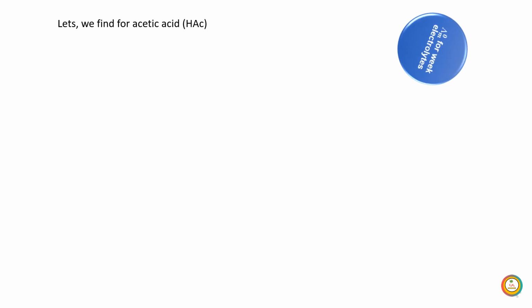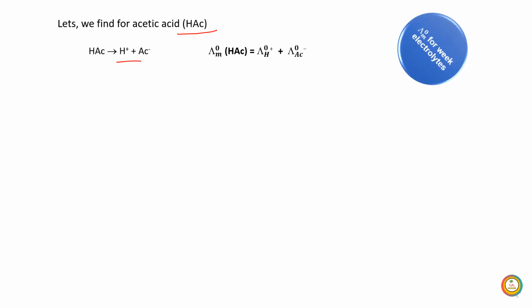Now for example we have a weak electrolyte like acetic acid. In short form acetic acid is written as HAc. This weak electrolyte is ionized like this: H+ and Ac-. The Kohlrausch equation for this one is λM0 for acetic acid equals λH+0 plus λAc-0. Let this be equation 1.